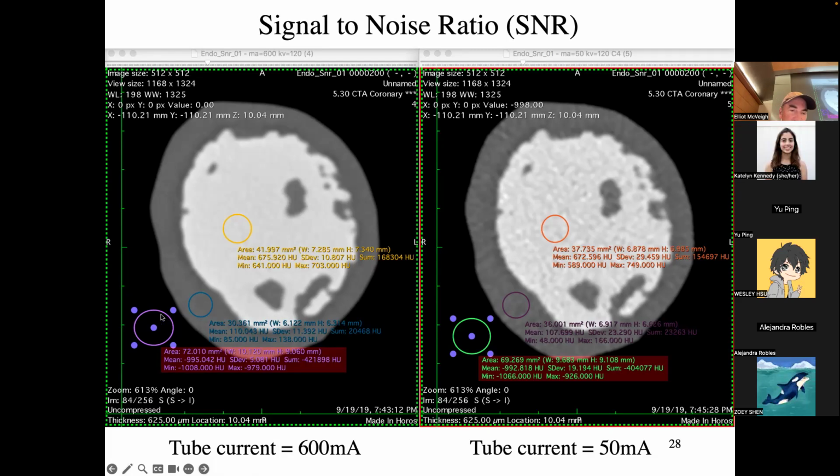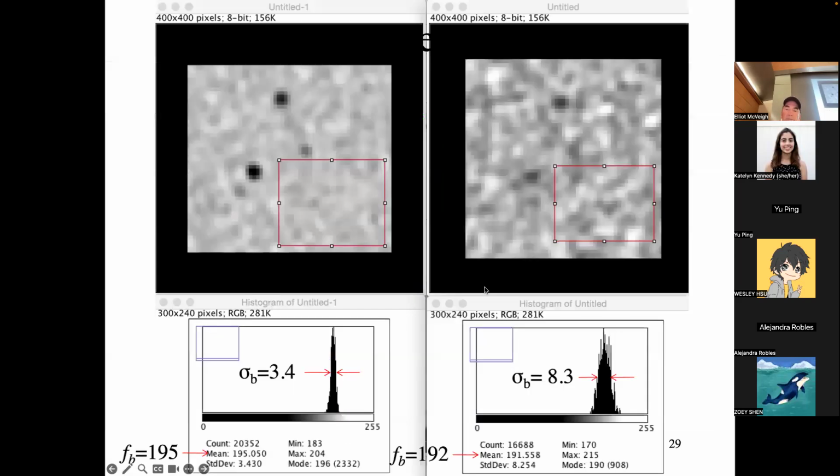Look at these ones, which are interesting. In air, I have a mean of minus 1,000, which is set by the scanner, and the standard deviation is 5. That's because a ton of photons were used to make that estimate; all the photons go through air and nothing gets absorbed. Over here, the mean is again minus 1,000, but the standard deviation is 20.